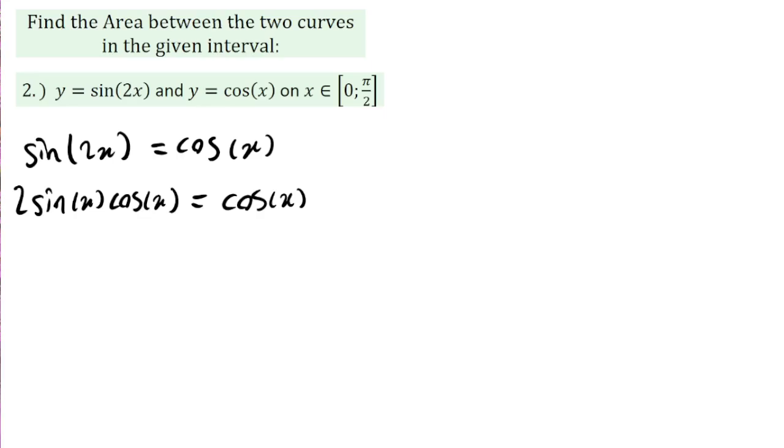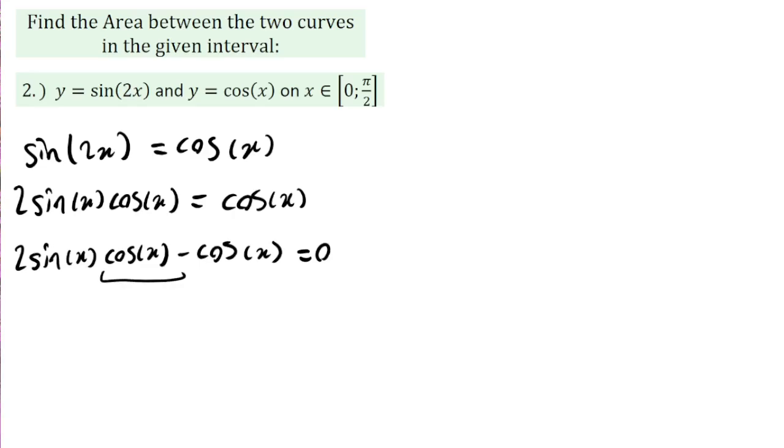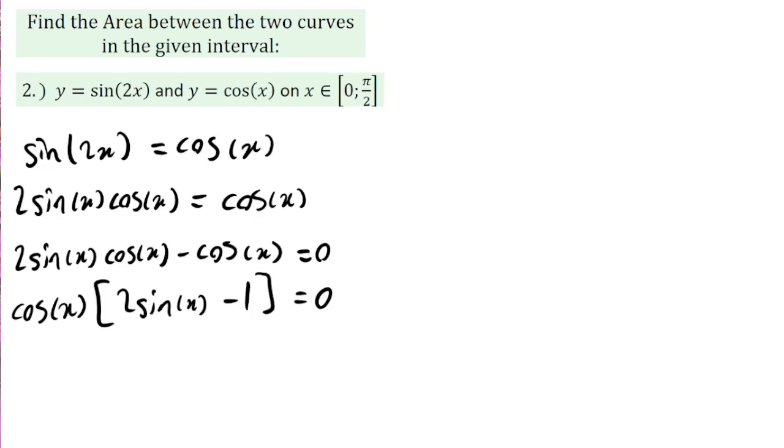So what we can actually do is take cosine x over to the other side, or subtract cosine x from both sides, such that we are left with 2 sine x times cosine x minus cosine x is equal to 0. Okay? And then from here, we can actually just take out a common factor, which is cosine of x. And therefore, what we're left with is cosine x multiplied by 2 sine x minus 1 when we took out the common factor. And note that we have two brackets now that is equal to 0.